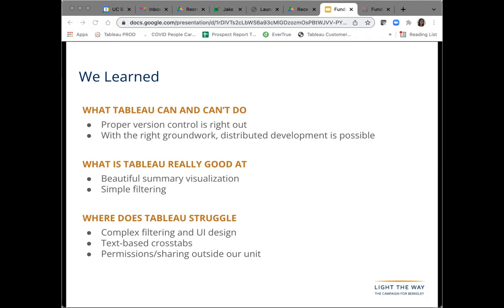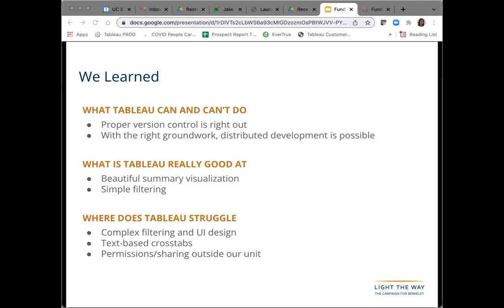And then we're going to talk a little bit more about this. In a second, I'm going to transition to Tam and let her talk more about this idea too. But really dealing with permissions and sharing outside of UDAR, those kinds of things is really a challenge.